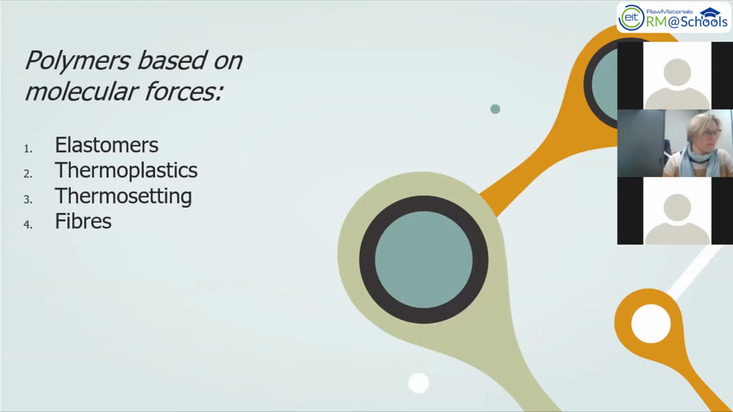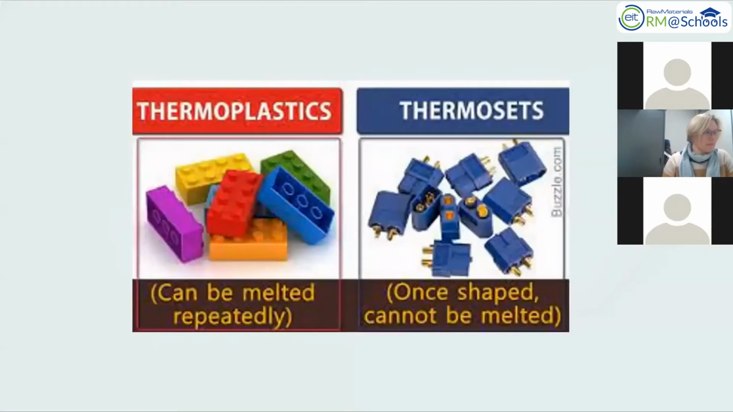And finally, we have fibers. Fibers are solids that have a thread-like structure possessing strong intermolecular force. Due to this strong force of attraction, they have high tensile strength. For example, we have nylon 66, Dacron, etc. This figure shows thermoplastics and thermosets. We said that thermoplastics can be melted repeatedly, but thermosets cannot be melted. Once they are shaped, they stay shaped. So that's basically the difference.